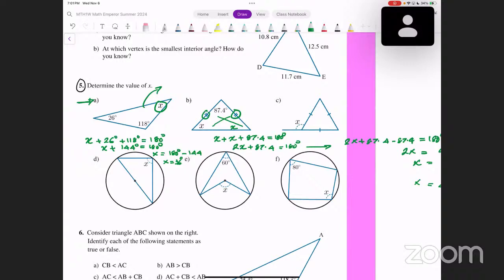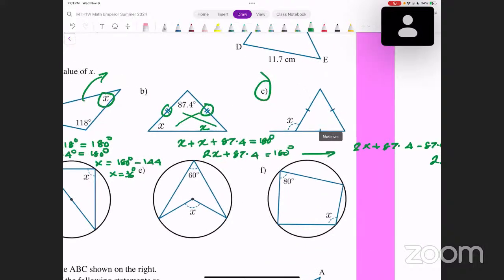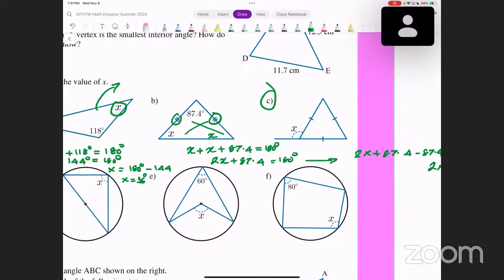All right. Now we're going to go back to C. Sharon, what do you get for C, sir? I got 120. Can you explain your reasoning? Oh, okay. Since all the sides have one line, that means all the sides are the same length. So that means all the angles are the same. So we're basically saying that this triangle has a special name.